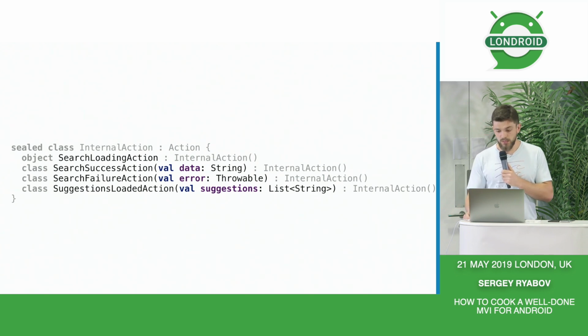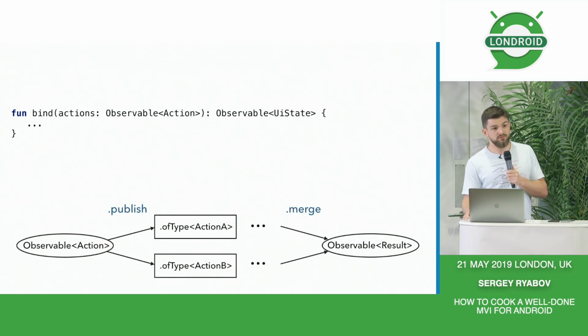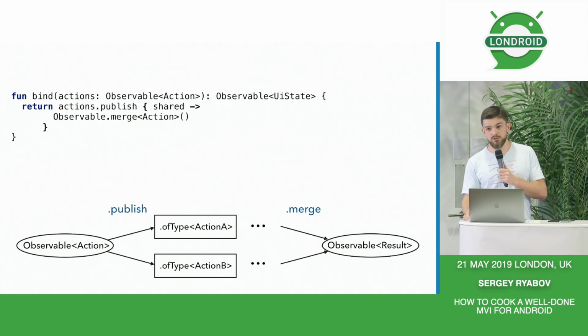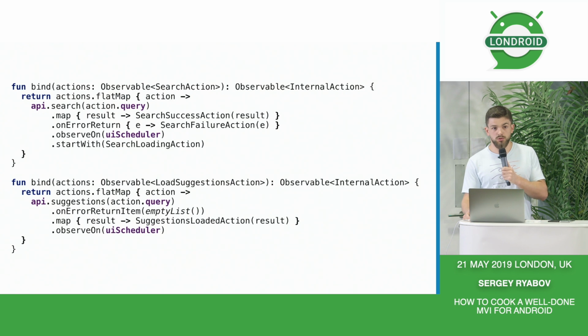So how will our bind function with business logic transform? We have now one stream of actions, but we have two different types of actions there, and we need to split this somehow in the business logic part. So we will use the publish operator here to multicast this, then filter by type of the event, then produce some business logic separately, do some actions with search action and load suggestion action, and then merge the result into the observable of results.